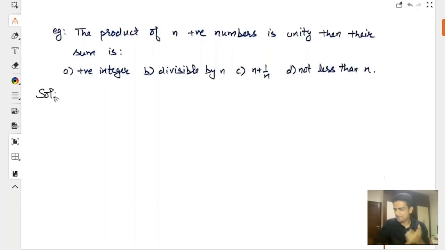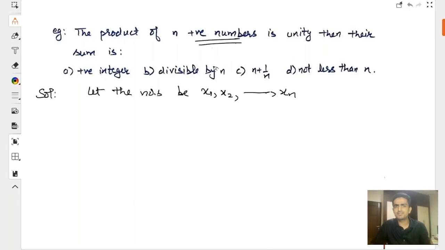Done? Very good. So guys, let the numbers be x1, x2, so on to xn. Guys, they are given to be positive. That's the biggest hint, right? And the product is unity. That is, product is good. AM, GM, nothing else. So we will apply AM greater than equal to GM on these numbers.